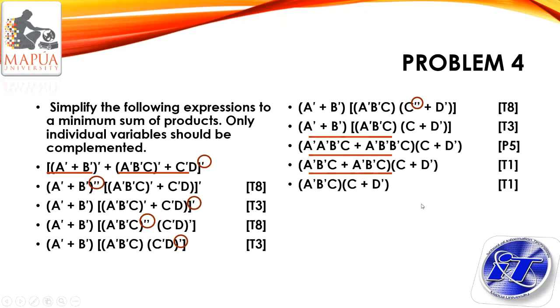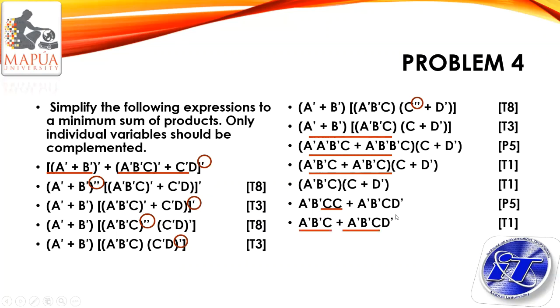So next, we're going to distribute A naught B naught C to C plus D naught. The result will be A naught B naught CC plus A naught B naught C D naught. And we all know that CC is just C, so it could be rewritten as A naught B naught C plus A naught B naught C D naught. And the first term is actually a part of term 2. So therefore, we could apply theorem number 5 to eliminate the second term. So we have the simplified version of this equation, and it's equivalent to A naught B naught C.